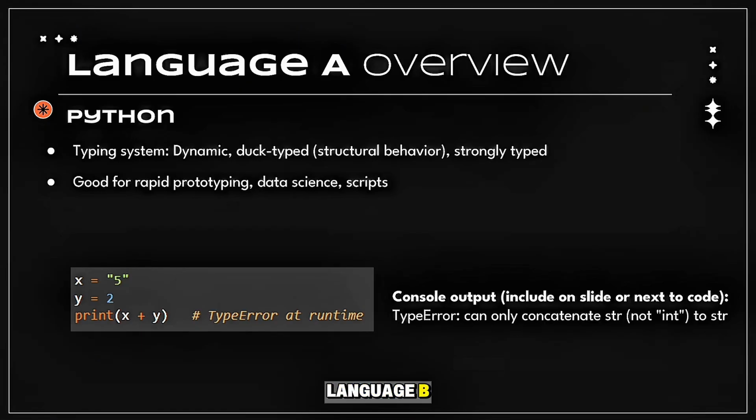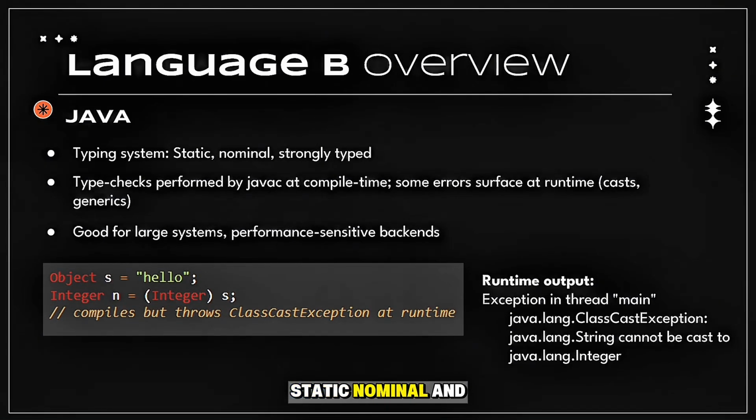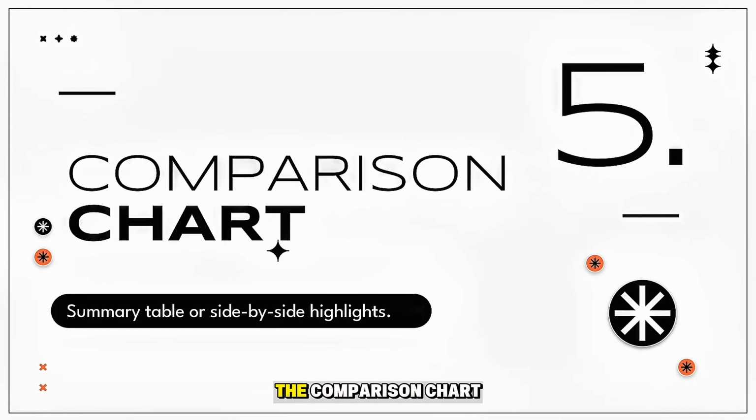And for language B, which is our second chosen language, Java is static, nominal, and strongly typed too. The image here shows that Java can still throw runtime type errors for casts and type arrays. This is a runtime exception called ClassCastException because the compiler allows the cast, but it fails when the JVM enforces the actual object type at runtime. And for the comparison chart, let Mr. Kamiya discuss it. So now let's move on to the comparison chart.